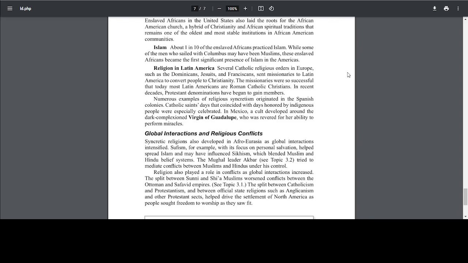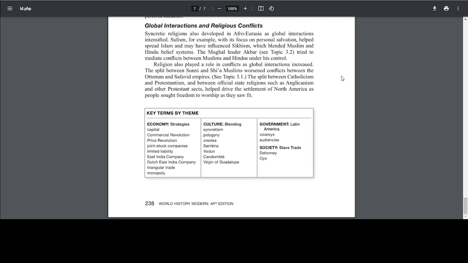Numerous examples of religious syncretism arose in the Spanish colonies. Catholic Saints' Days that coincided with days honored by indigenous people were especially celebrated. In Mexico, a cult developed around the dark-complexioned Virgin of Guadalupe, who was revered for her ability to perform miracles.